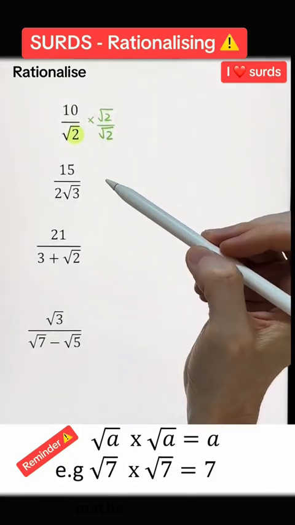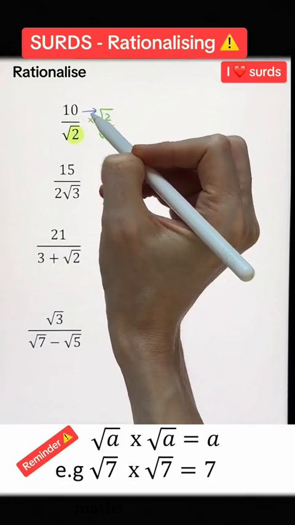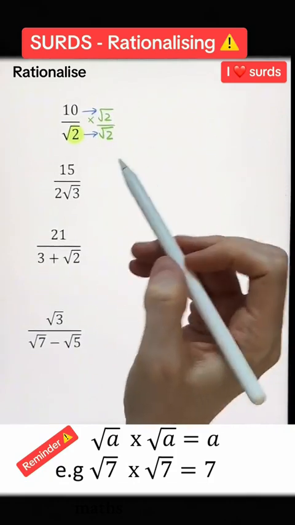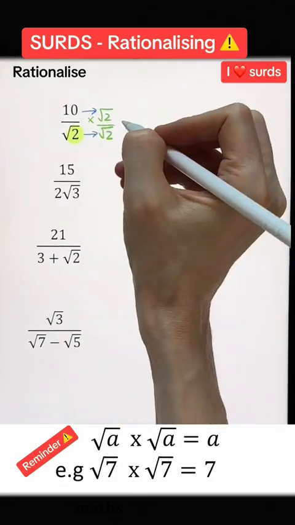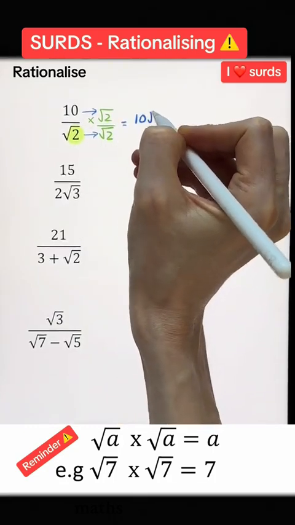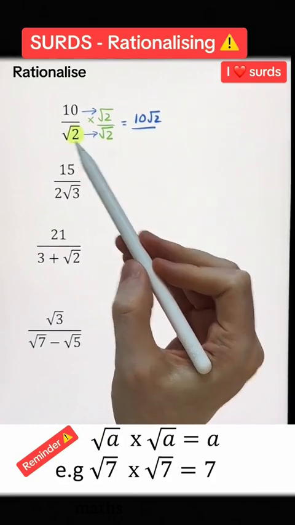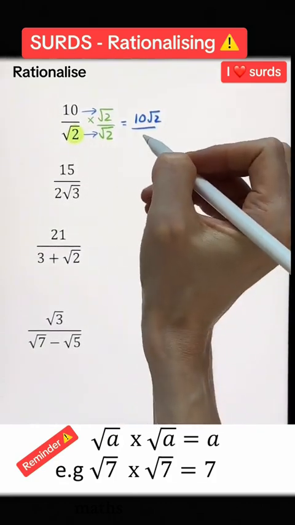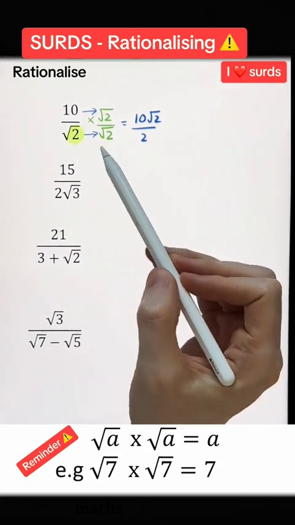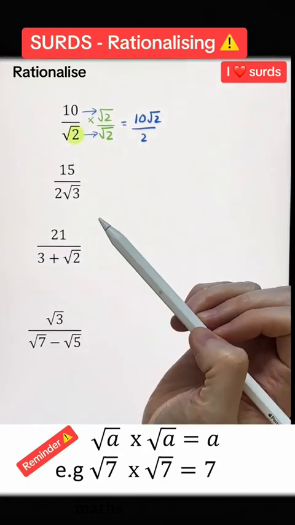When multiplying fractions, we just multiply the tops and multiply the bottom separately. On the top, 10 multiplied by root 2 will simply give us 10 lots of root 2. And on the bottom, I've got root 2 multiplied by root 2, which will simply give us 2, because a root multiplied by itself just gives us the number or letter back.